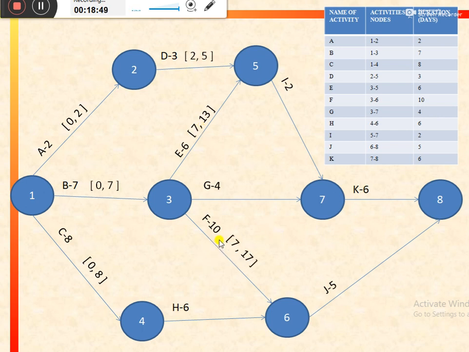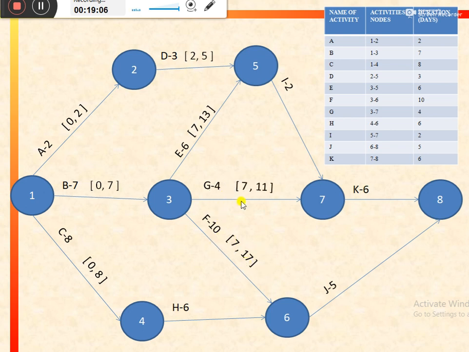For activity F, the preceding activity is again activity B. So earliest finish for activity B is 7. So it would be earliest start for activity F. And earliest finish for activity F would be equal to 7 plus duration of the activity, that is 10. So it would be 70.